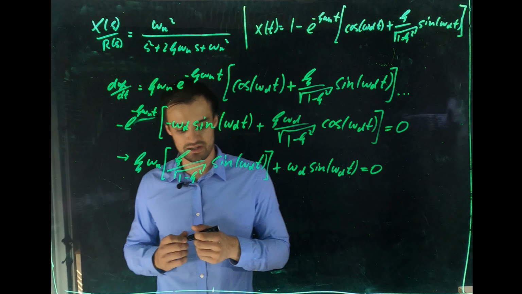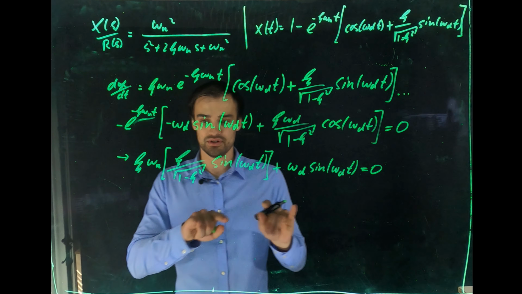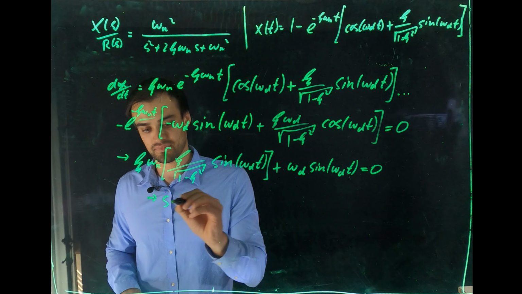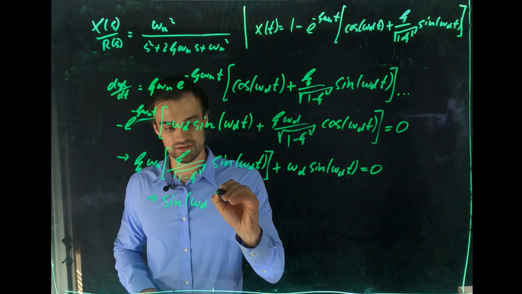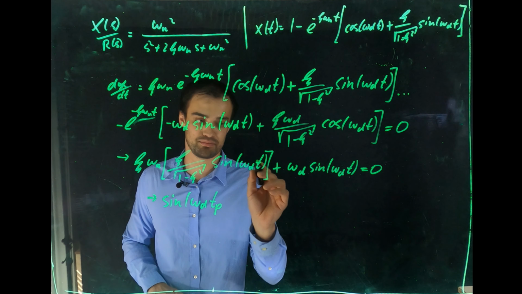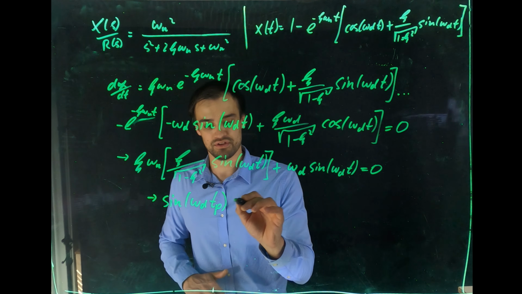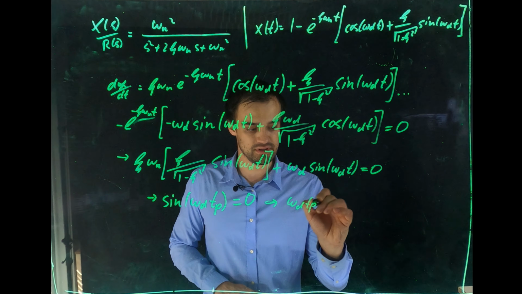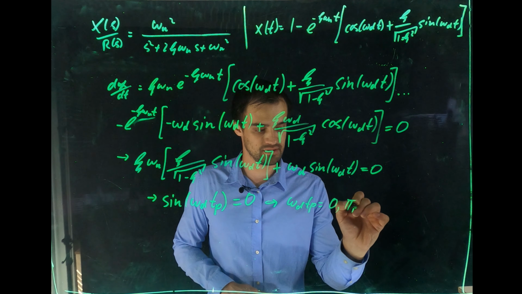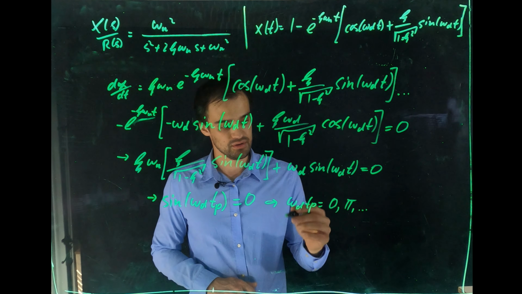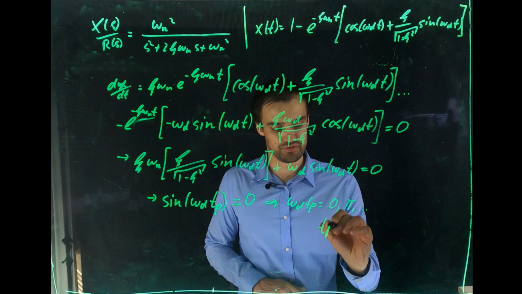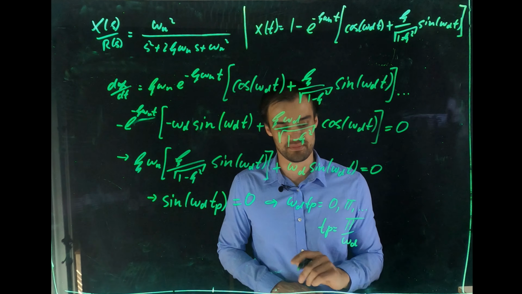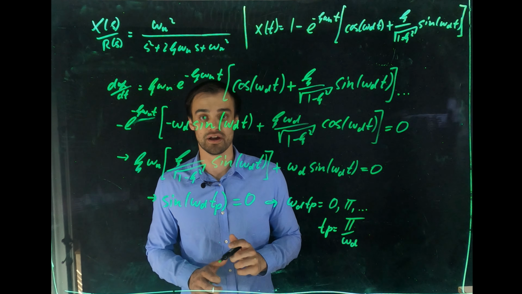From here on, you can claim that either sine of omega d t is equal to 0. In this case, I call it the peak time, so I make this t a t_p now. It is equal to 0, which follows only if omega d t_p is equal to 0, pi, etc. From here, we chose not 0, we chose pi, so the definition goes that t_p is equal to pi over omega d. And this is the formula for the peak time.